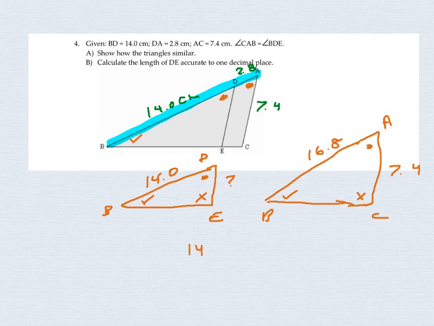Now that you can see the way it's set up, you can make a ratio. BD is 14. That's corresponding and proportional to 16.8. And on the other side, DE is unknown, and AC is given as 7.4. We're going to solve by cross multiplying 14.0 by 7.4 and dividing by 16.8. So you get 6.16666, but you're told in the question to round to one decimal place, so you end up with a final answer of 6.2 centimeters for the length of D to E.